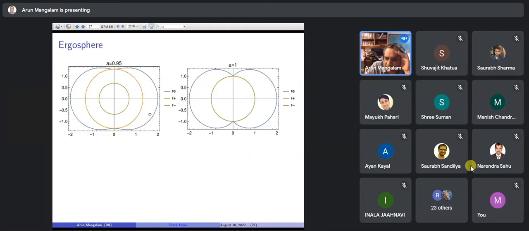So these are the different curves drawn for different energies. So this is near the maximally spinning, the same diagram, but this is at 0.95 and 1, right? So you can see that the R plus coincides with R minus for A equal to 1.